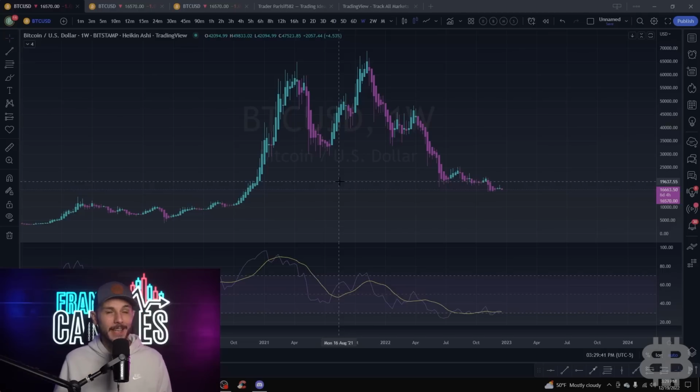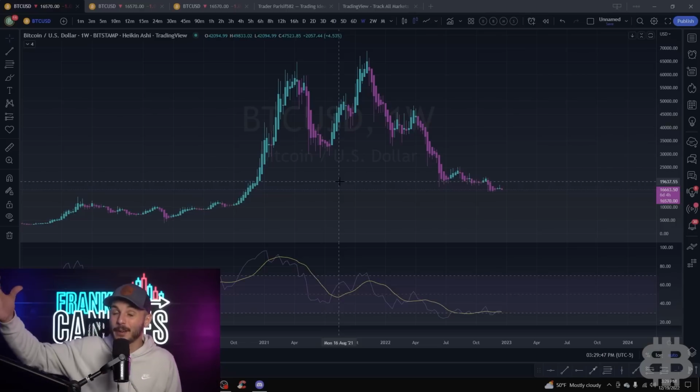But just understand, this goes back to the basics of TA, or just the basics of reading a chart. The lower the time frame, the smaller the move, and the higher the time frame, the bigger the move.